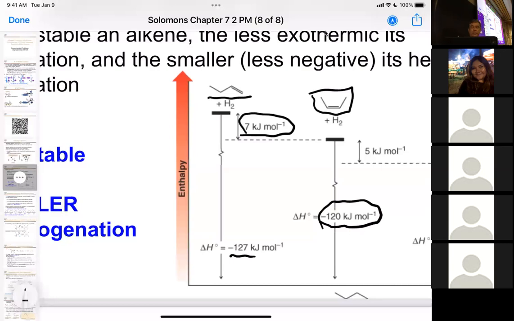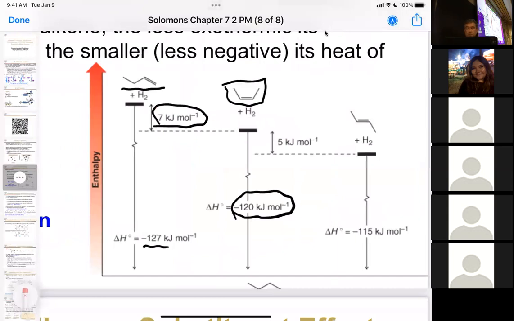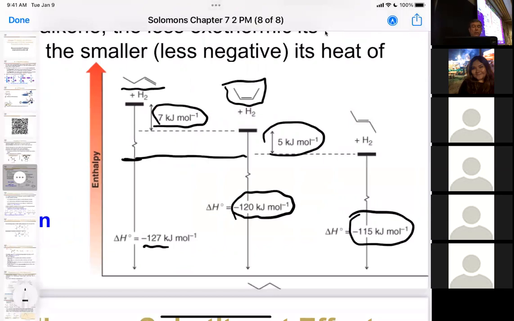Well, we said that trans were more stable than cis. So we go and measure that, and that is 115 kilojoules per mole. So that's significantly less. That's 5 less than the cis, so a total of 12 kilojoules per mole more stable than the terminal alkene. So now we can use this actual number of heat given off from this reaction to tell us something about the stability of these different alkenes.